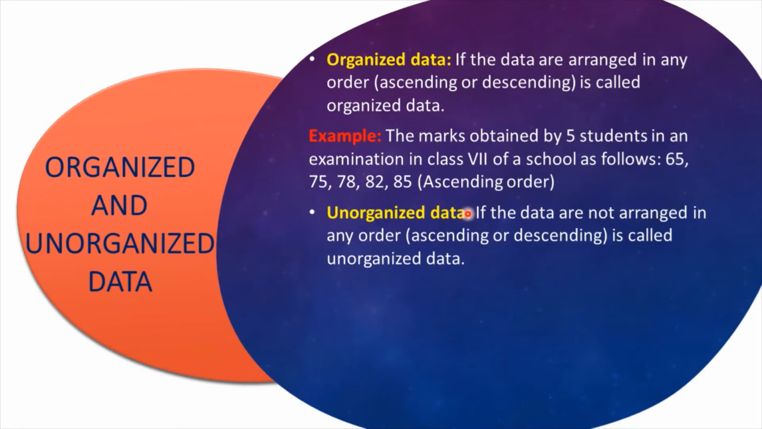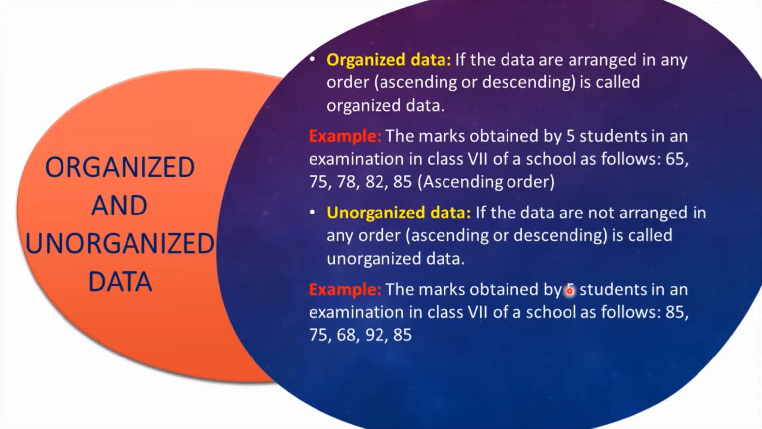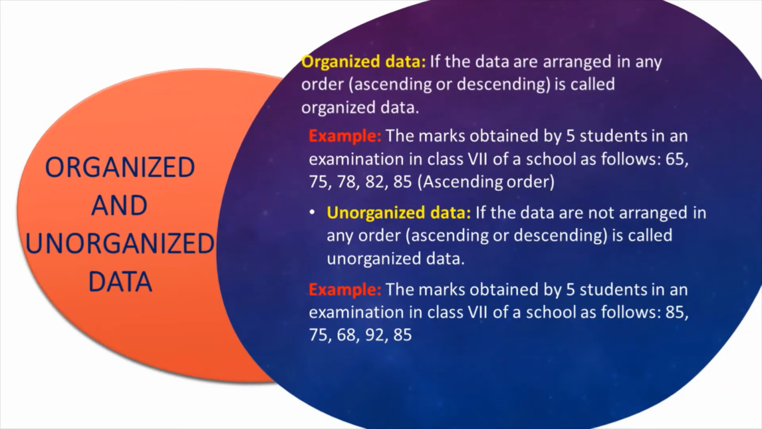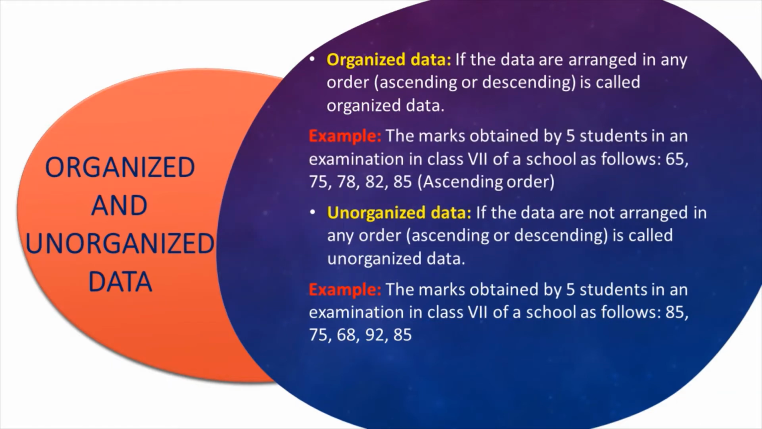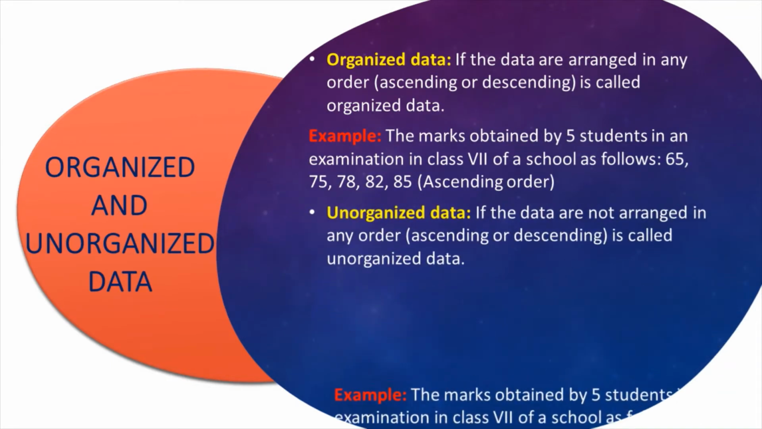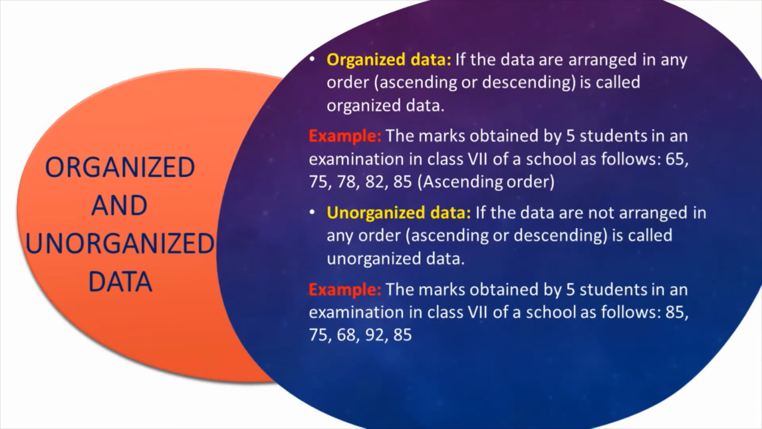Let us say unorganized data. If the data are not arranged in any order, ascending or descending, it is called unorganized data. Let us see an example. The marks obtained by 5 students in an examination in class 7 of a school as follows: 85, 75, 68, 92, 85. That means they are not in ascending or descending order. So these are the data for unorganized data. So my dear students, this is organized data, and this can be done by ascending or descending order. Unorganized data, there is no ascending or descending order.